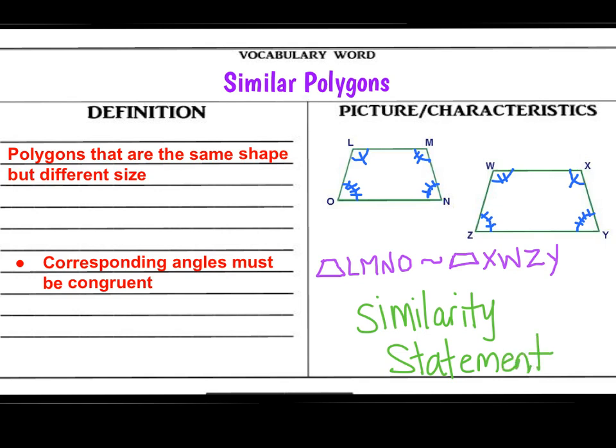Similarity statement. Okay, and this symbol means similar. Remember, congruent looks like that, but it has the equal sign below it. So it's similar to that, but not quite. So you'll be able to read a similarity statement and know how to label all the congruent angles.